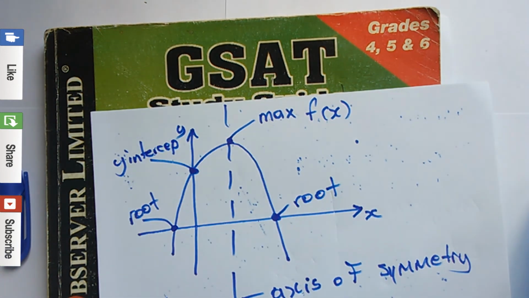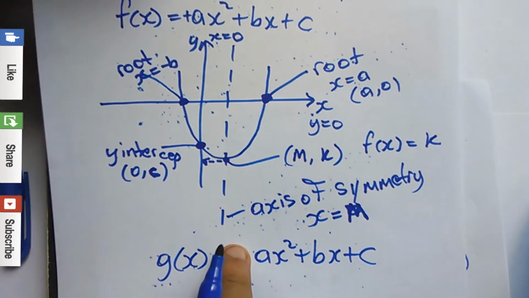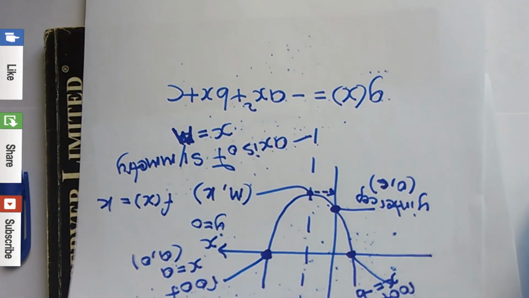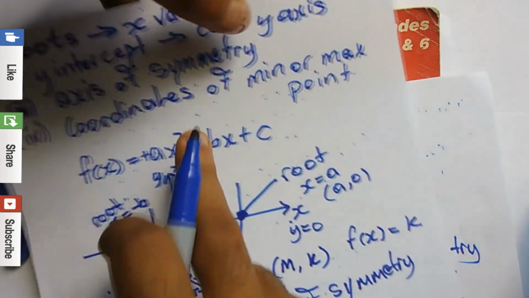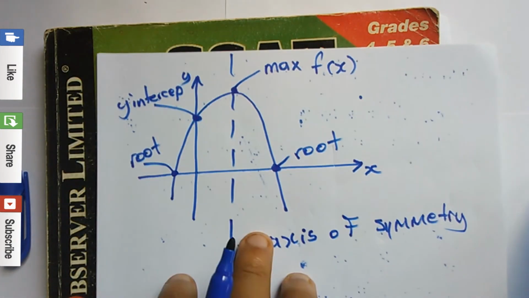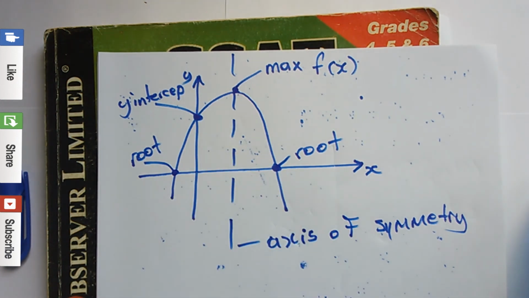So basically it's the same features, it's just that the graph will be turned upside down. When the graph is positive, it looks like a smiley face. When it's negative, it looks like an N. So those are the points that, if you're going to sketch a graph, it's supposed to show.